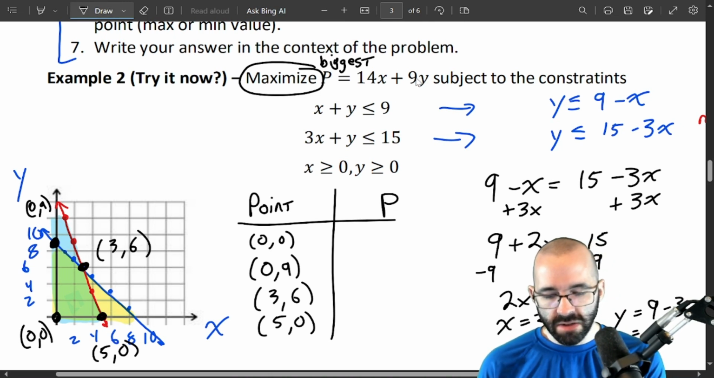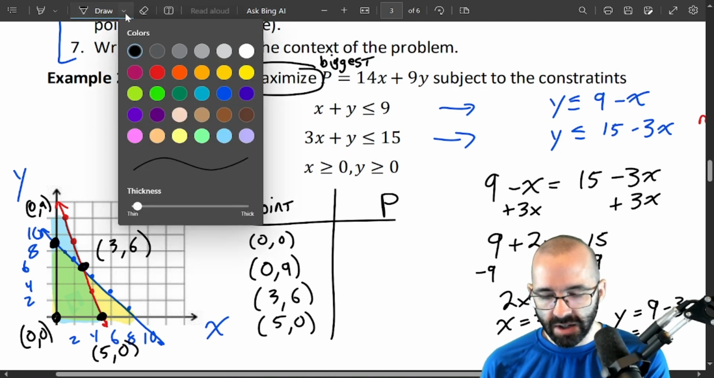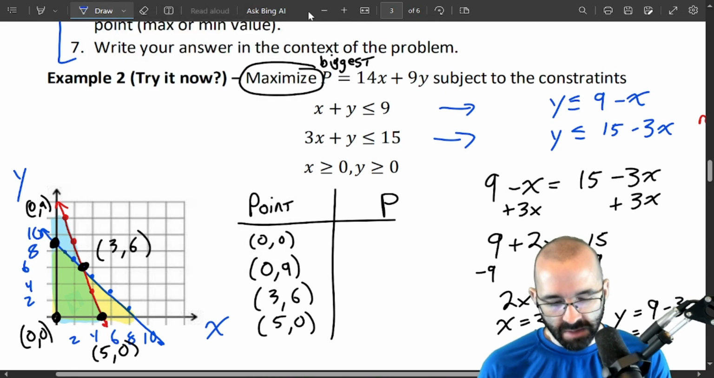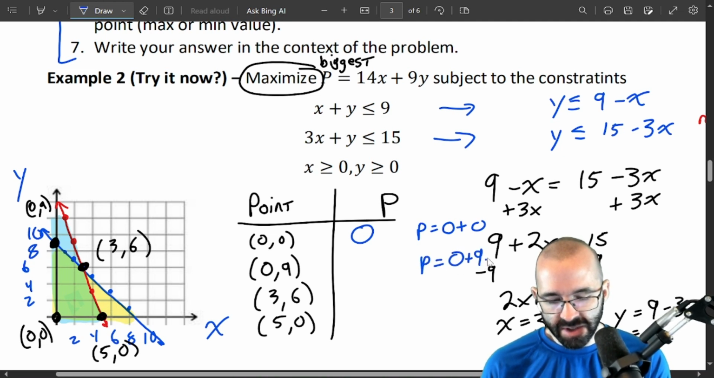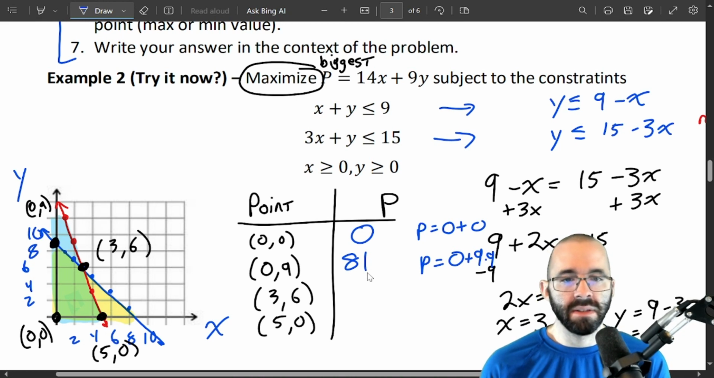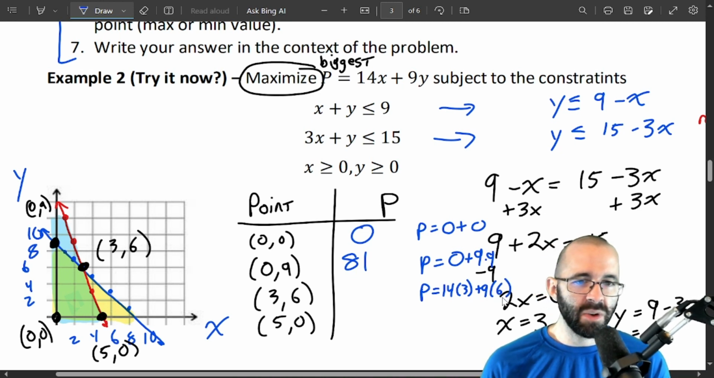So plug 0, 0 into here and see what you get. So let's do that in a different color so it doesn't overlap. P is 14 times 0 plus 9 times 0. Oh, this P is going to be 0. P is 14 times 0 plus 9 times 9. This P will be 81. P is 14 times 3 plus 9 times 6. That's 42 plus 54. 96, I think.